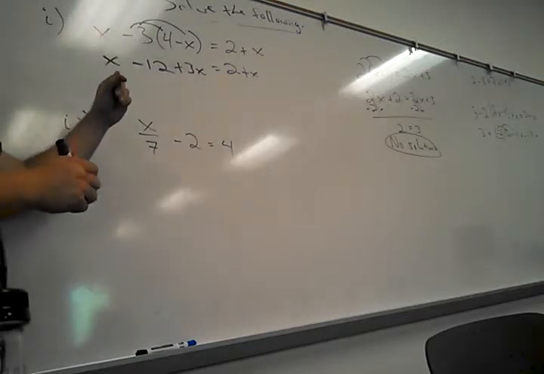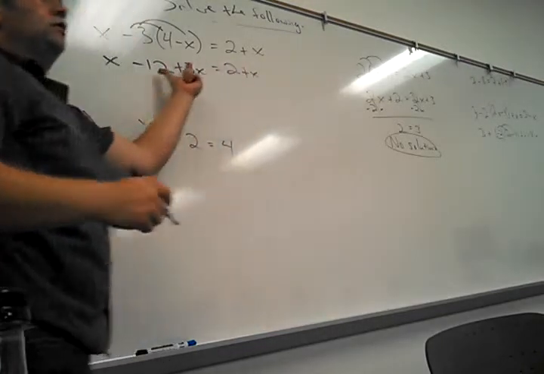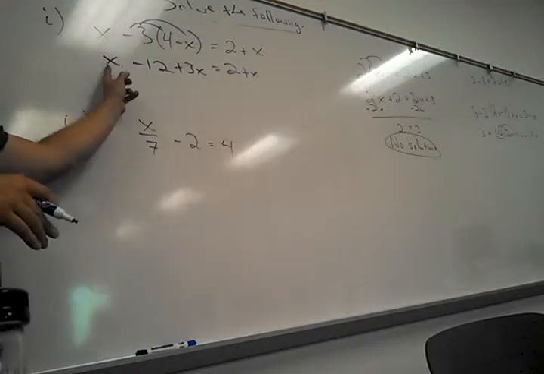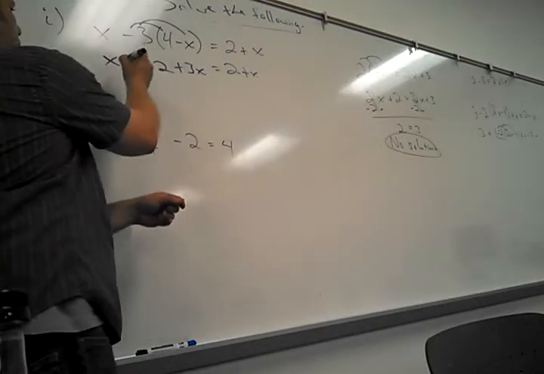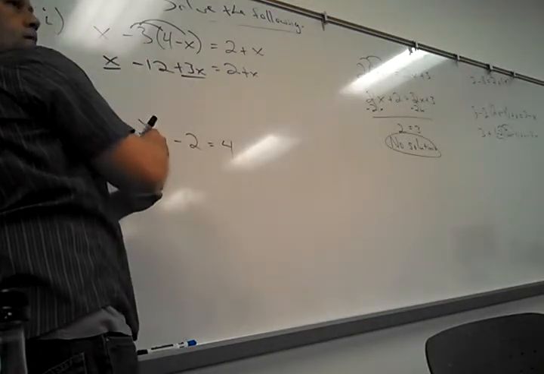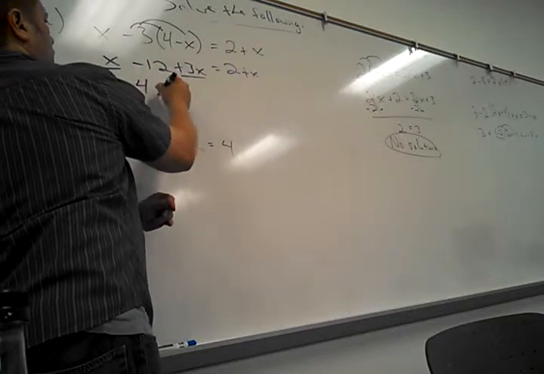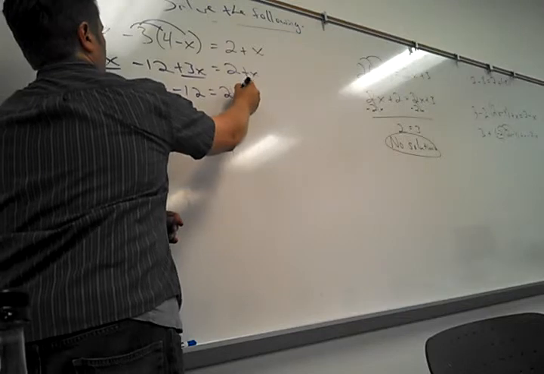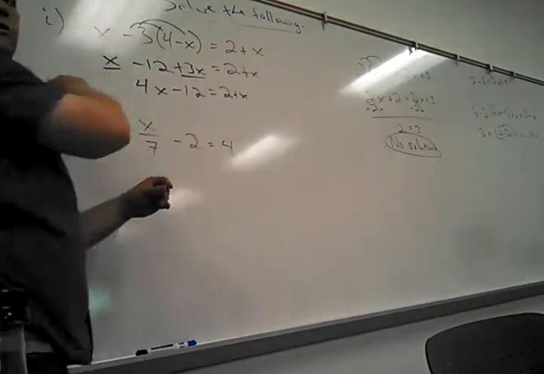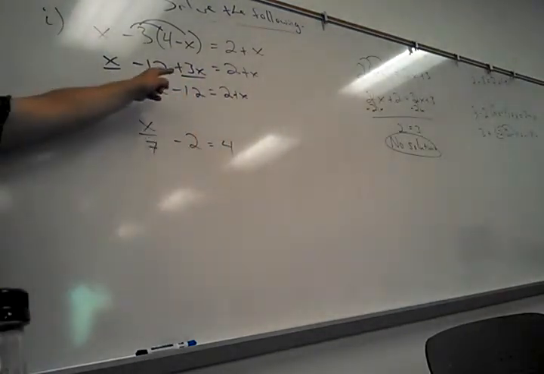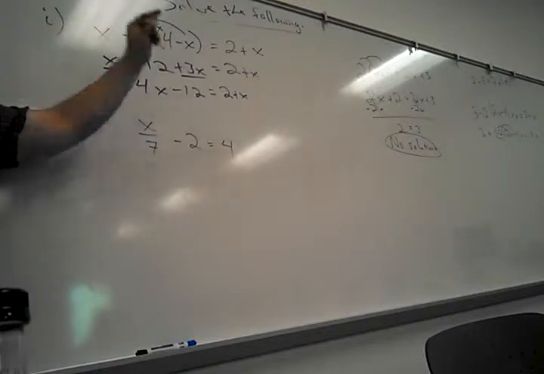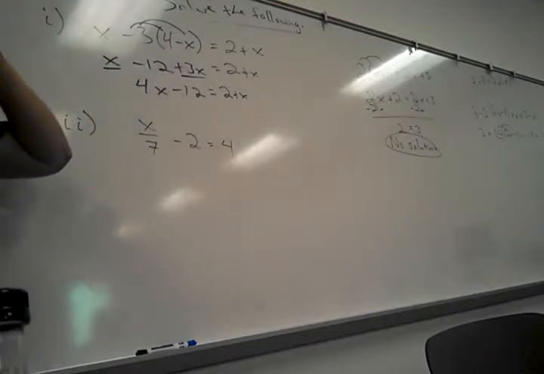Good. Now I look at both sides. I do a little cleanup first. What can go together here? The x and the 3x. So it'll be positive 4x. Right, x plus 3x, positive 4x. And what else is still there? Negative 12. The minus 12. Cool.